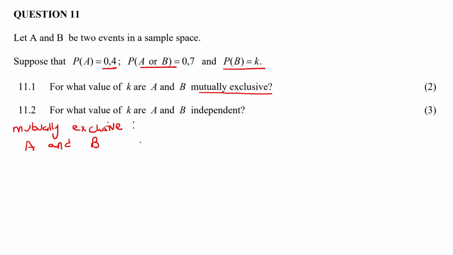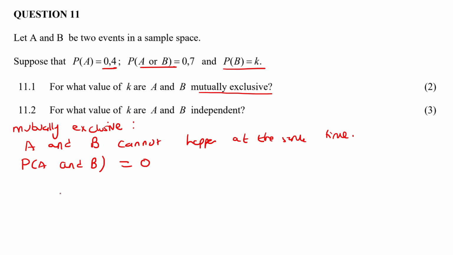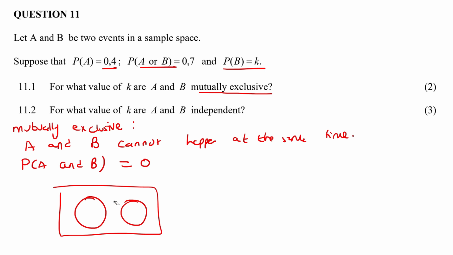So when things are mutually exclusive, it means that A and B cannot happen at the same time. It means that the probability of A and B must be 0. Visually, on a Venn diagram, mutually exclusive looks like this. Can you see that the part where they intersect does not exist? Because normally the part where they intersect, we call that the A and B. But we've just said that with mutually exclusive, this part must be a 0. How do you make it a 0? By pulling them apart like that.